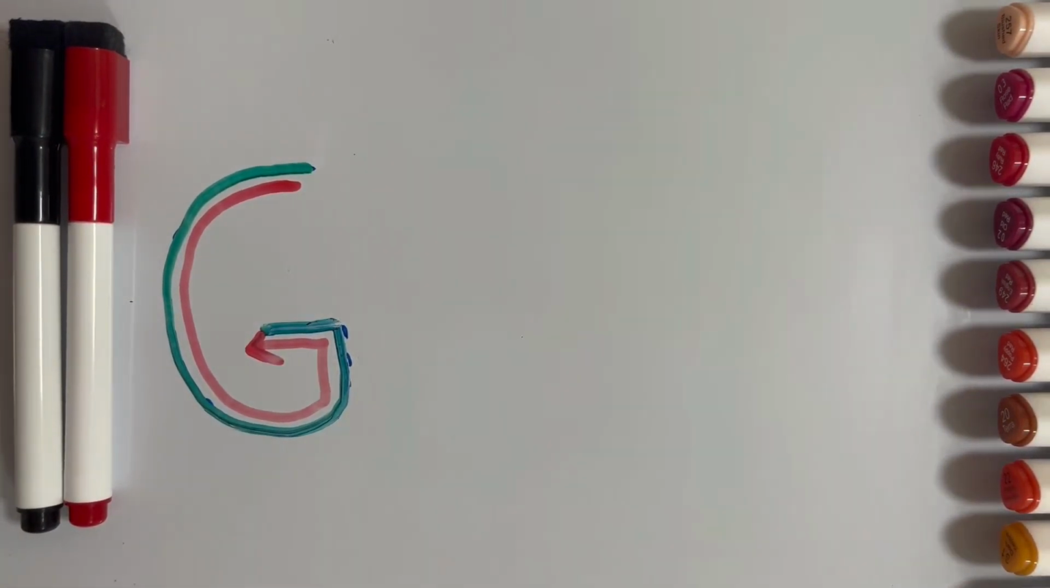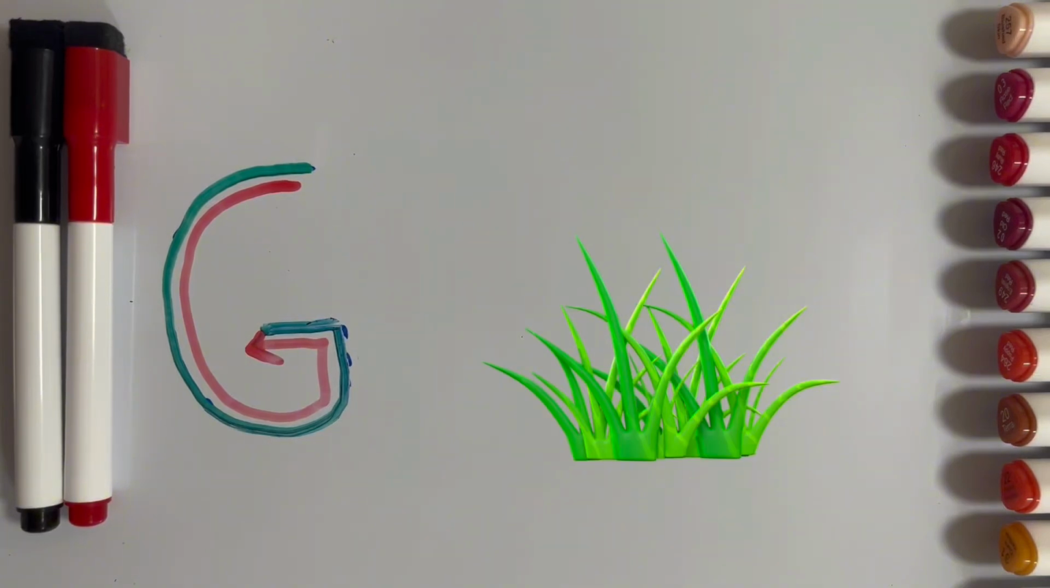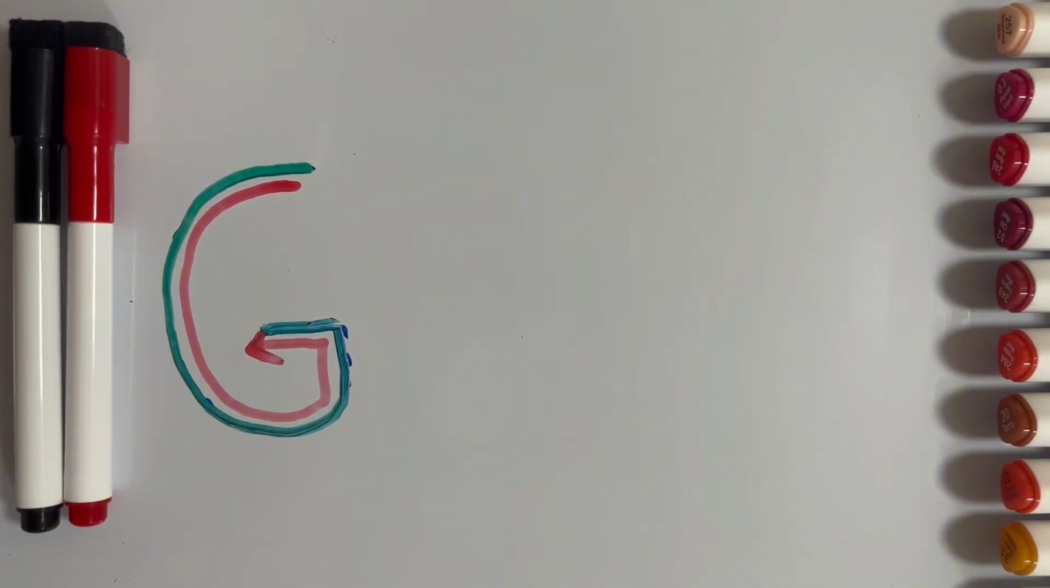U, V. G for grass. G for grapes. G for gift.